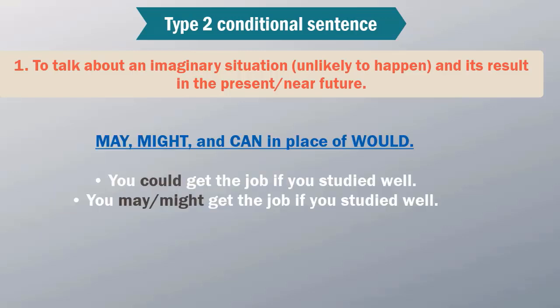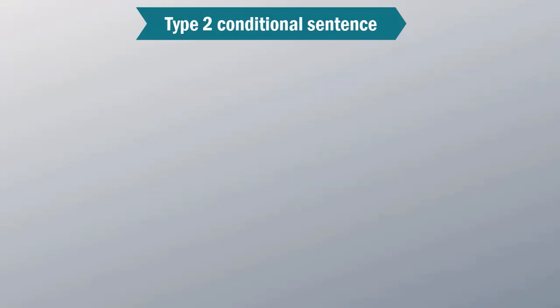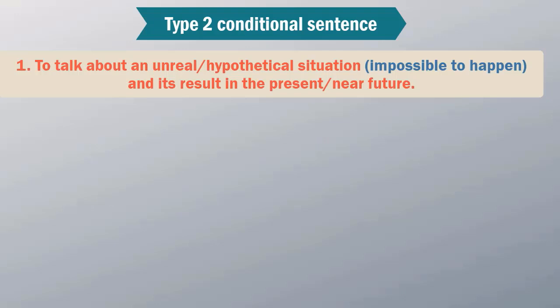Now guys, let me also tell you one important thing. We can also use other modal auxiliary verbs to talk about the certainty of the result. We can use could or may or might. For example, you could get the job if you studied well, or you might get the job if you studied well. You may get the job if you studied well. So using these modal auxiliary verbs changes the certainty of the result, right? So that's one way to use it to talk about a situation that is imaginary, that is unlikely to happen, but not impossible. Now we're going to talk about situations that are impossible to happen and their results.